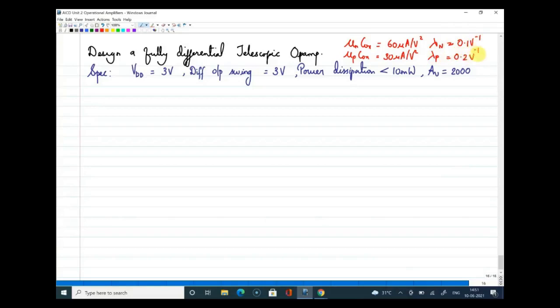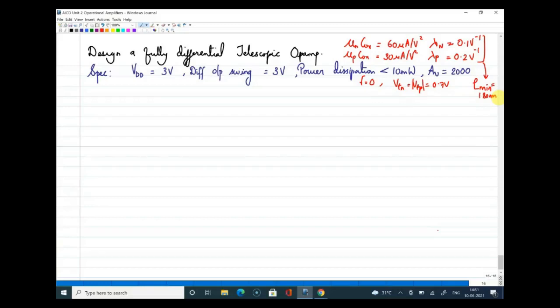And for the time being, you can think of gamma, the body effect parameter, as equal to 0, and the threshold voltages VTN and VTP both equal to 0.7. VTP is minus 0.7, so the mod value can be assumed as 0.7. And these lambda values are given for the minimum channel length of 180 nanometer, because lambda is always related to the channel length. Sorry for writing in this way, because I thought I'll start the design on this page itself.